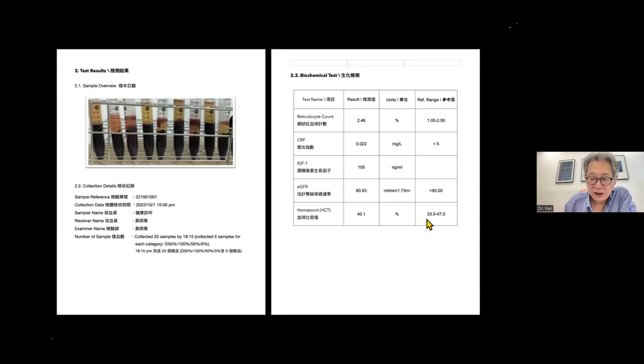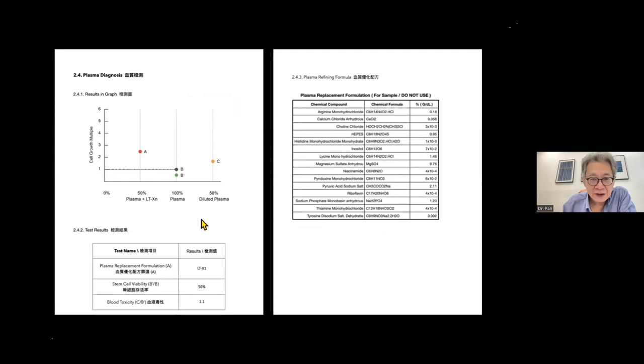Then you will see this graphic on the left side. There are three colored dots here. The one right here, normalized to one, is the original number of stem cells given to the human plasma. So the survival rate in 100% human plasma will be B prime divided by B. That's how you get the stem cell viability.